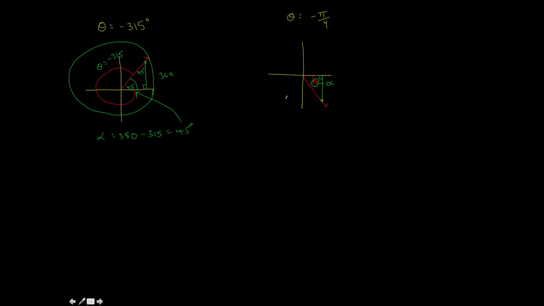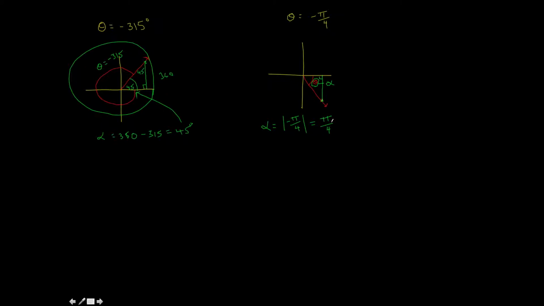Now, obviously, alpha is always positive. So in this instance, when we have a negative angle like that, in the same position as alpha, what we need to do is just take the absolute value of it. So alpha is pi over 4. Okay?